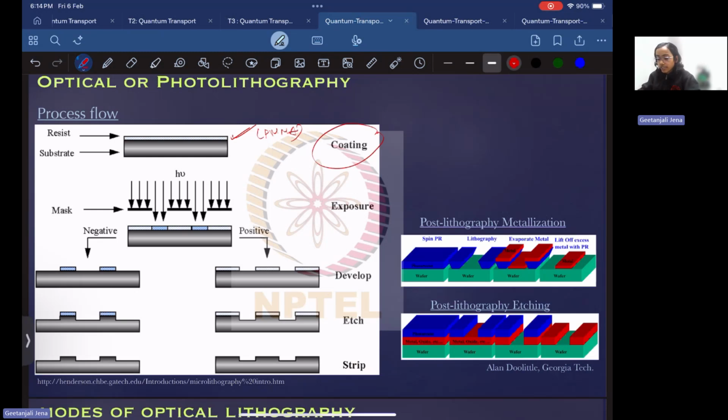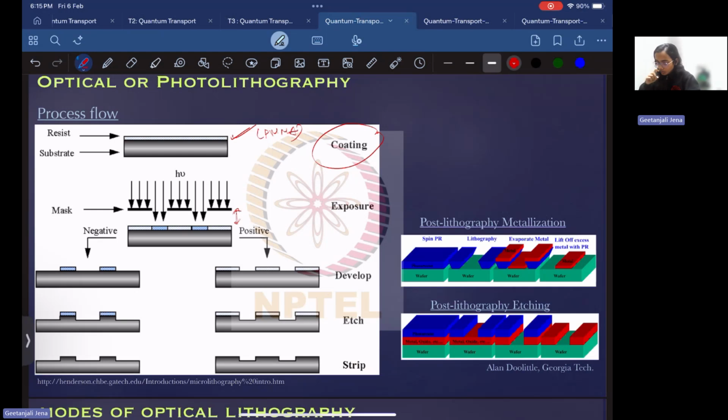Then, depending on the design of the device structure on the substrate, we design a mask and place the mask in different modes, which we'll see in the next slide. We place this mask on top of the photoresist. It may be in contact with the photoresist, or at a distance, or the design on the mask may be projected onto the photoresist. Depending on the mode, next we shine the optical radiation on this mask.